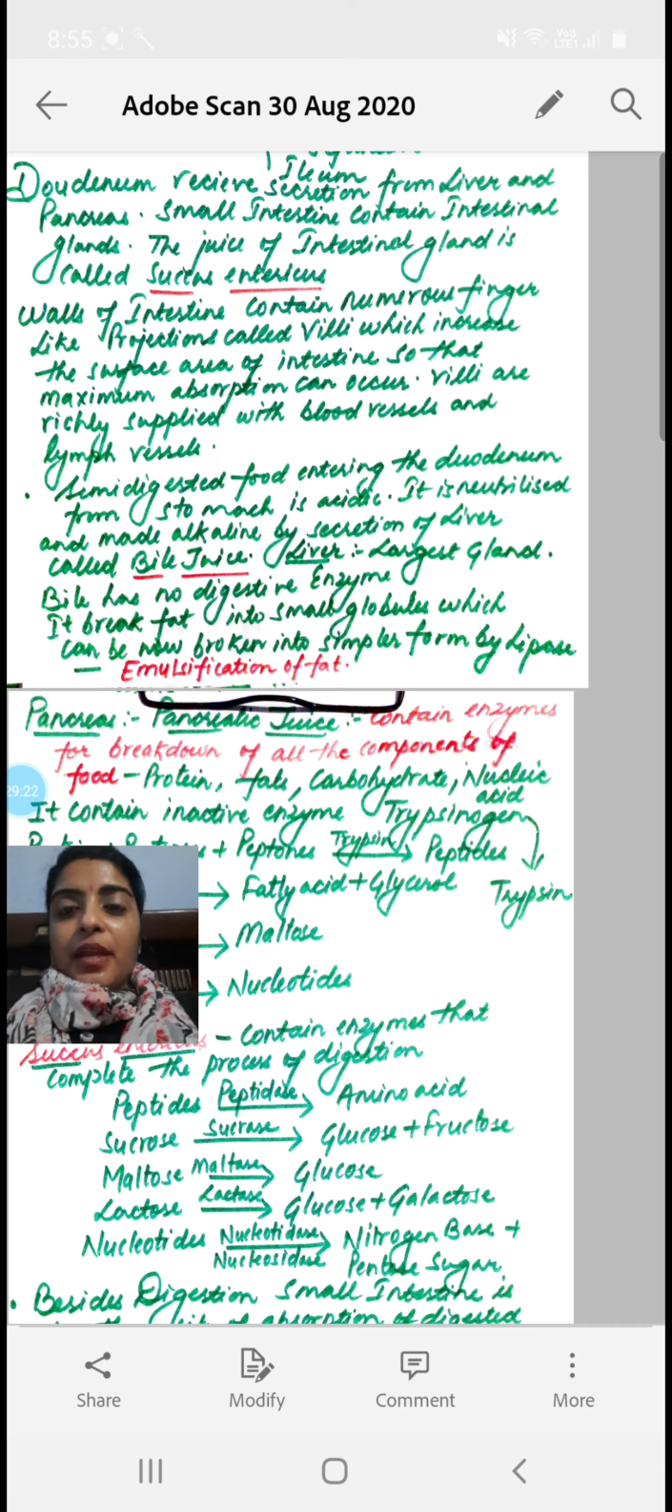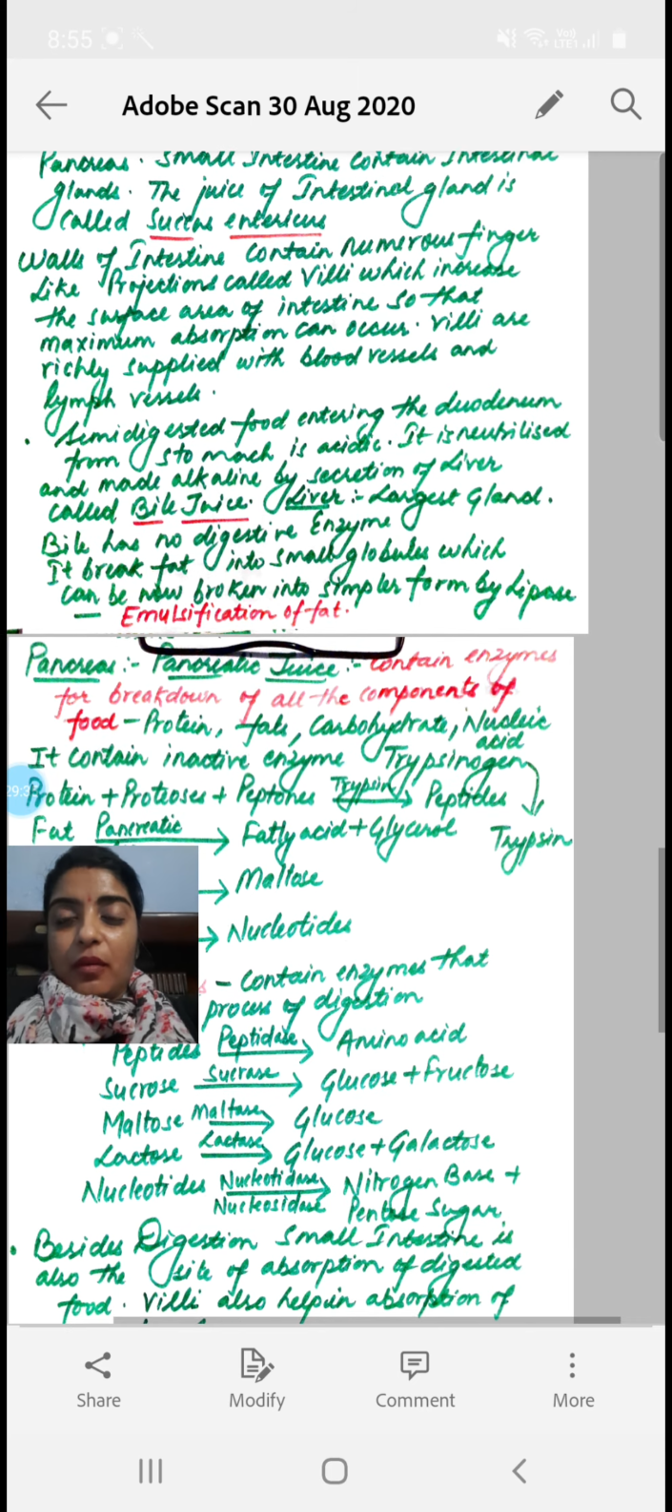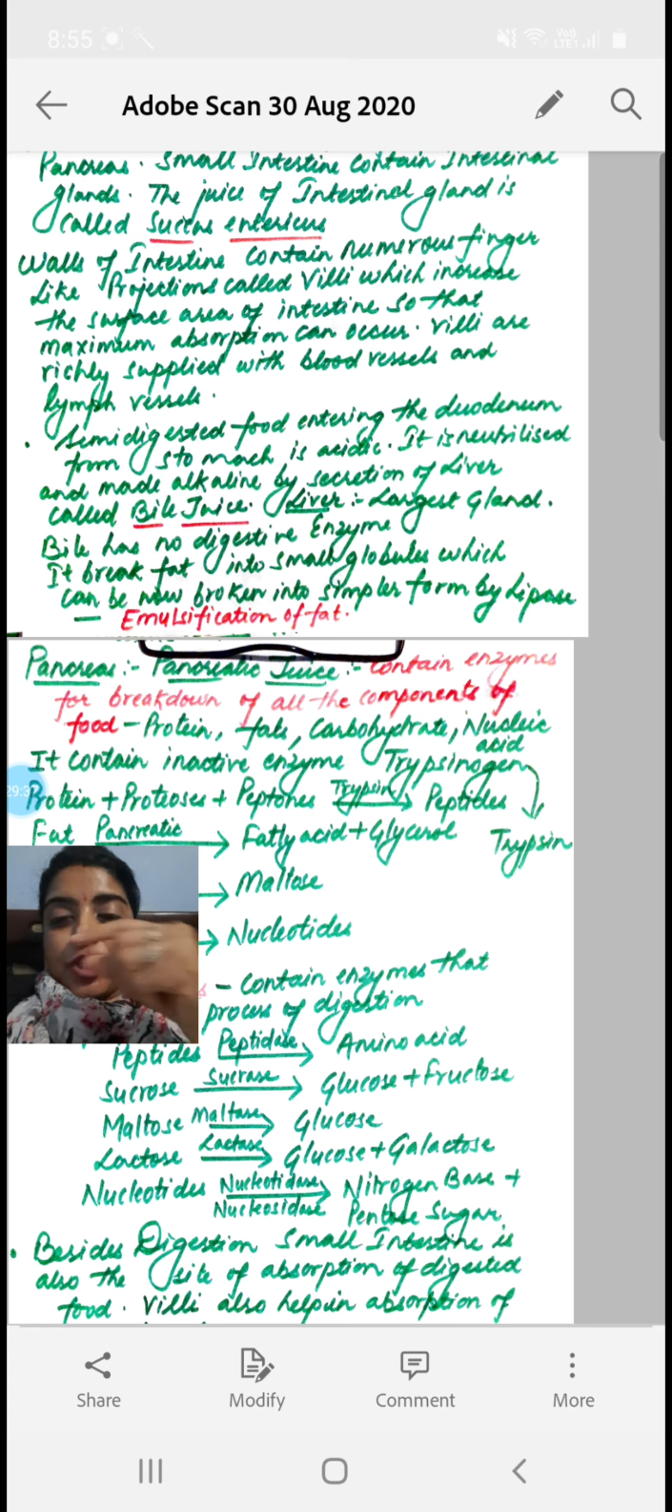Okay, now the walls of the intestine contain numerous finger like projections which are called villi. यानी जो wall होती है small intestine की, उसके ऊपर villi present होते हैं, finger like projection. जैसे brush होता है ना, brush के ऊपर hairs होते हैं, इस तरह का brush border present होता है, small small minute finger like projection, जिनको बोलते हैं villi. These villi help in increasing the surface area so that maximum absorption can occur.